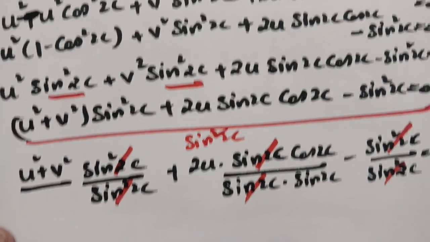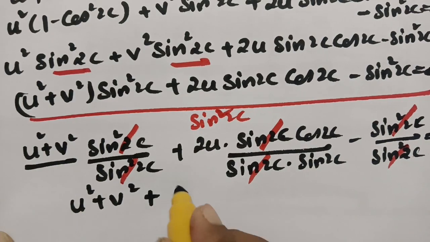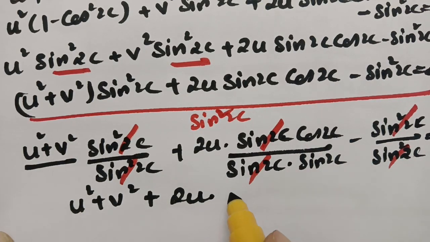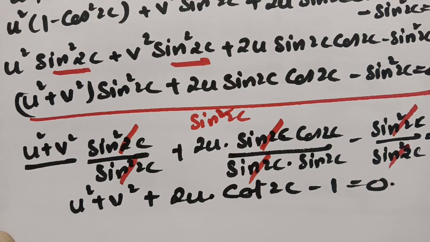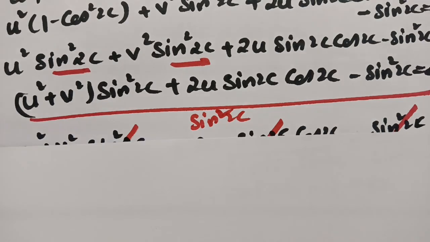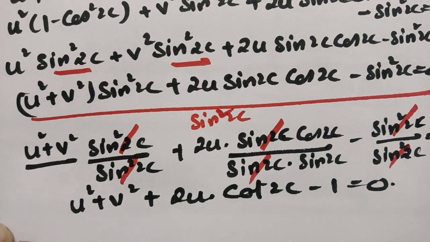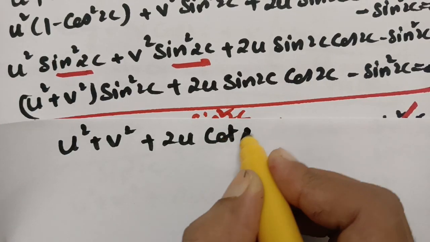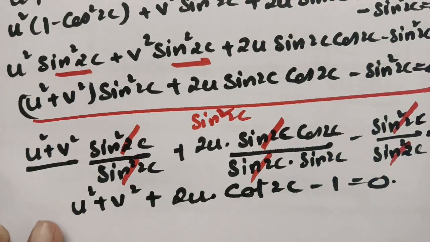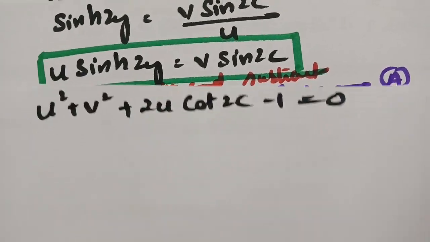And see what is left over here. So here the equation is u square plus v square plus 2u cot 2c minus 1 is equal to 0. If you observe this, after keeping x equal to c, we got u square plus v square plus 2u cot 2c minus 1 is equal to 0. So this is the equation after calculating, keeping x is equal to c, squaring and subtracting.